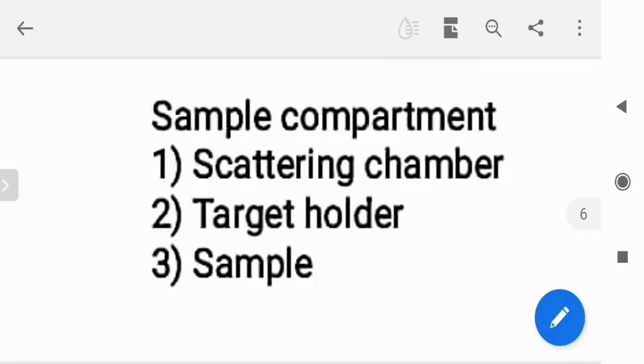So in the previous lecture we have seen the sources, instrumentation and some part of the sample compartment. In this lecture we will see the requirements of the sample that is used for the PIXE technique. The basic requirement for the sample is that it must be self-supporting, because we are going to use a high energy incident radiation that interacts with the solid sample.